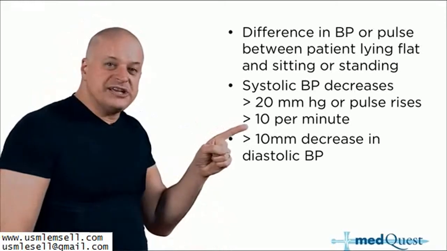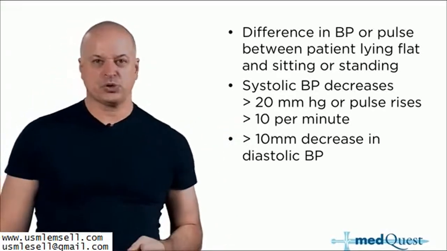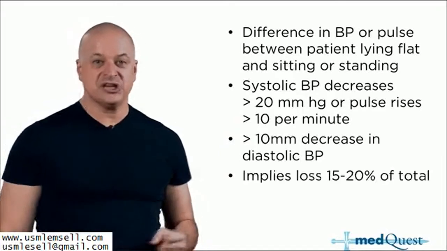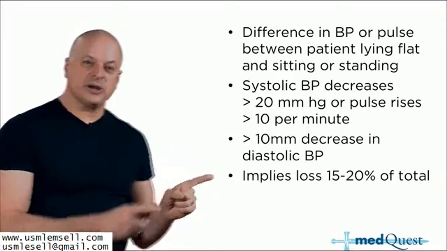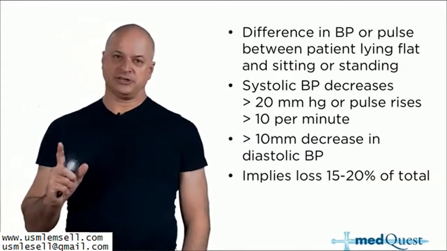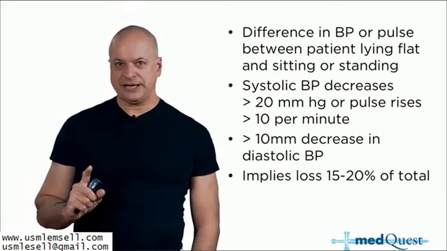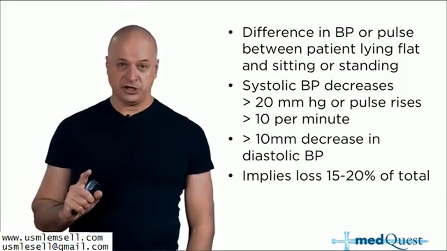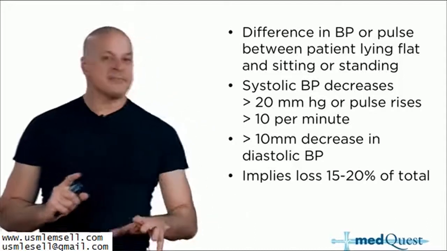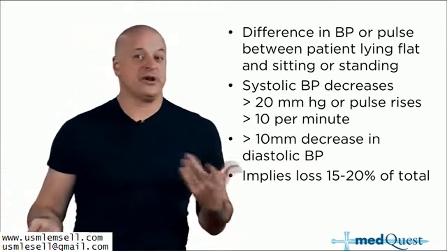The pulse stays abnormally up or the blood pressure drops. That's what orthostatic means. It means a 15 or 20% volume loss. How much volume loss is a blood donation? A blood donation is only a loss of about 10% of bodily volume. So when you stand up, you shouldn't drop your blood pressure or raise your pulse.